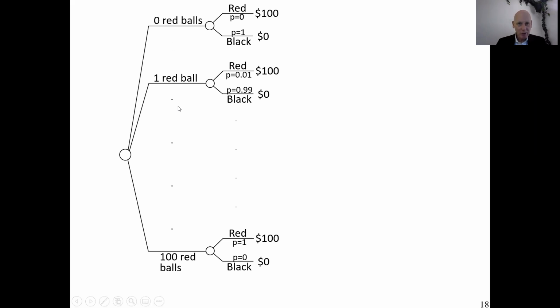First, we have uncertainty about the composition of the urn. There may be 0 red balls, 1 red ball, up to 100 red balls, 101 possibilities. That's the first uncertainty that we face. Then, conditional on that uncertainty being resolved, we get a situation of objective probability. If we know the composition of the urn, then we know the probability of red, so the probability of you winning the prize. So that's how we model.